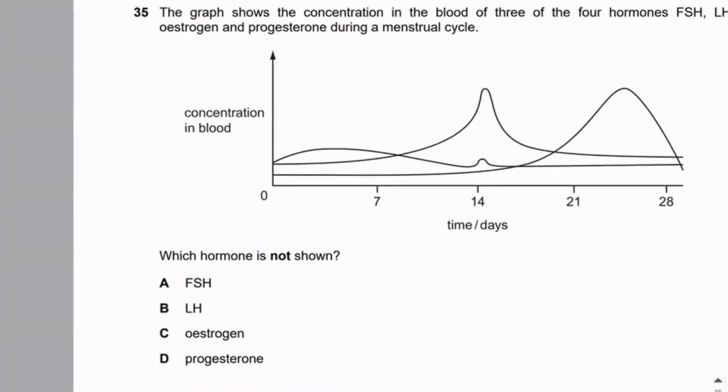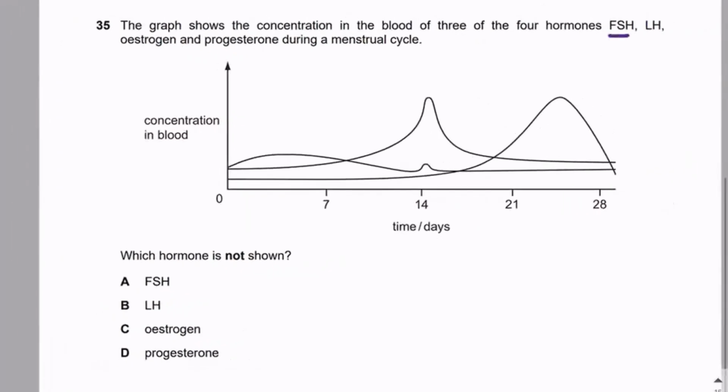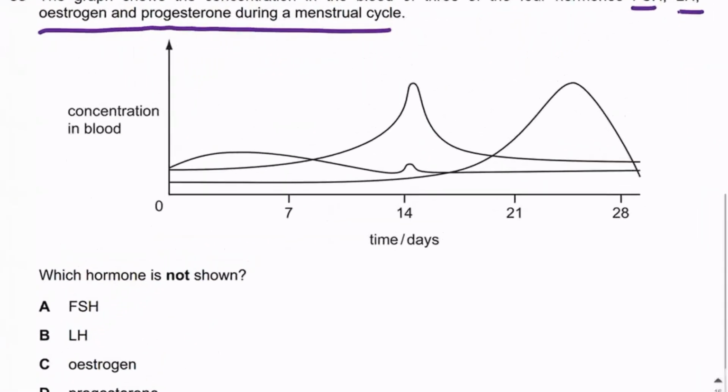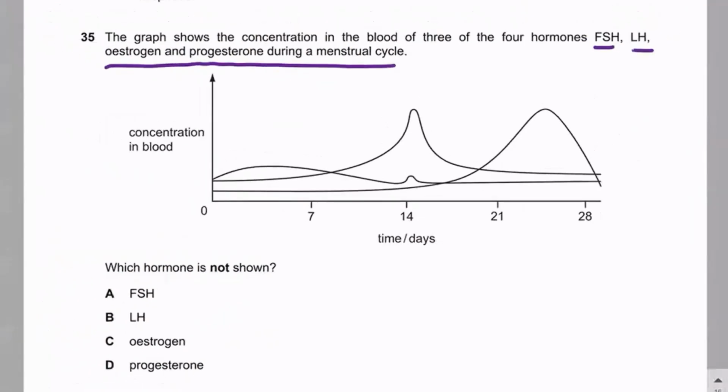MCQ number 35. The graph shows the concentration in the blood of 3 of the 4 hormones, FSH, LH, estrogen, and progesterone, during a menstrual cycle. Which hormone is not shown? Okay, let me tell you how to identify the graphs of different hormones involved in the menstrual cycle. So there are 4 hormones: FSH, LH, estrogen, and progesterone.